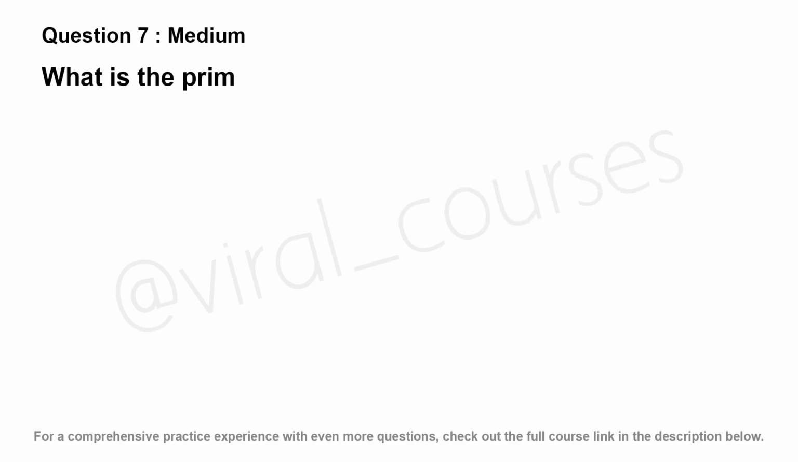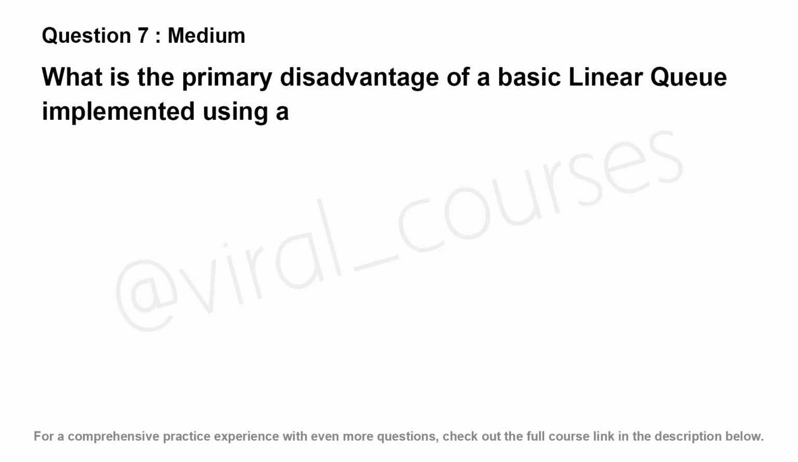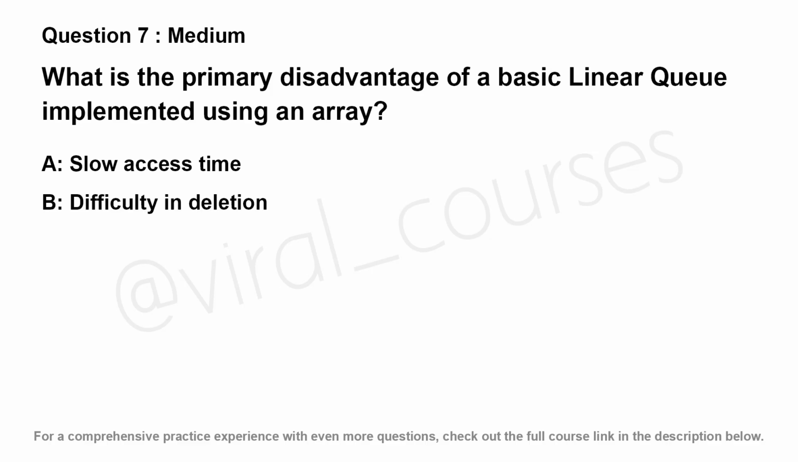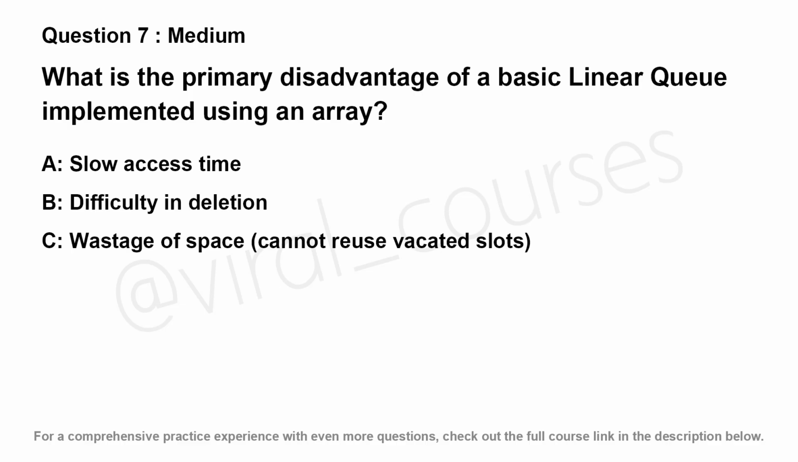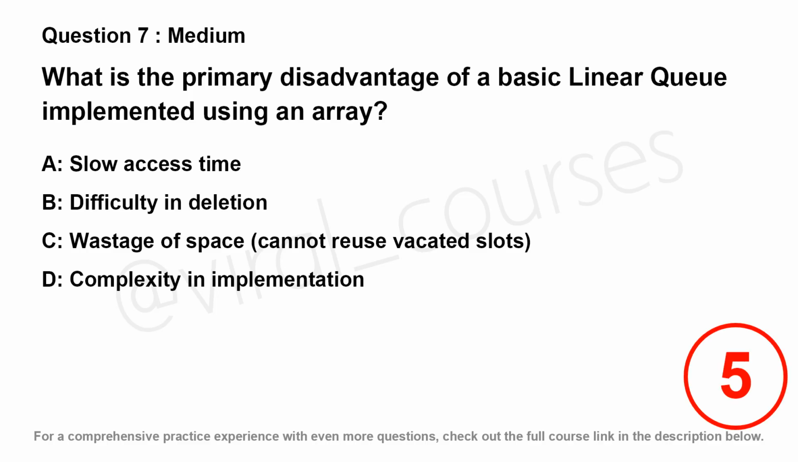What is the primary disadvantage of a basic linear queue implemented using an array? Option A, slow access time. Option B, difficulty in deletion. Option C, wastage of space. Cannot reuse vacated slots. Option D, complexity in implementation.